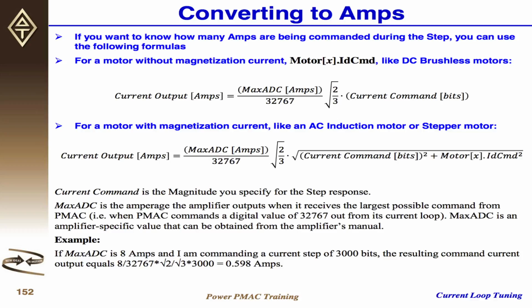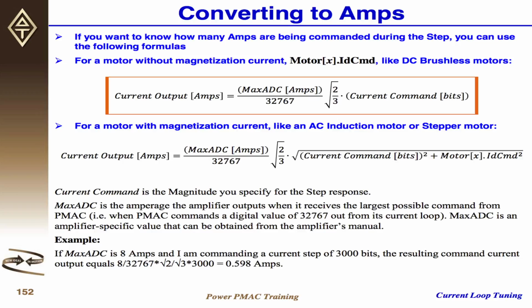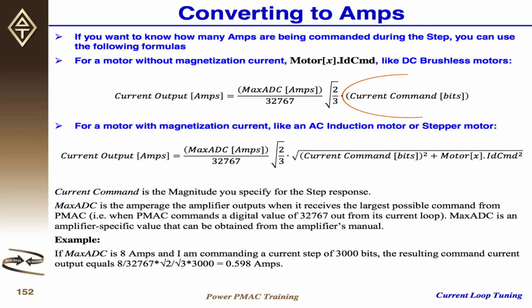So if you are using a DC brushless motor or any motor without a magnetization current that PMAC applies, you can use this formula, where this is the current that you're commanding from the program, and then this quantity max ADC is something you look up in your amplifier's manual. It represents the number of amps that maxes out the ADCs inside your amplifier. And then you just plug and chug, and you can see how many amps you're actually applying.